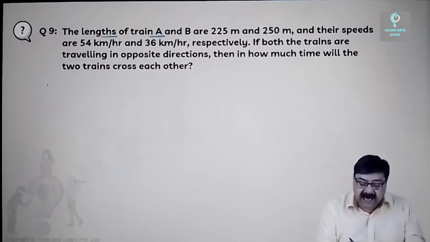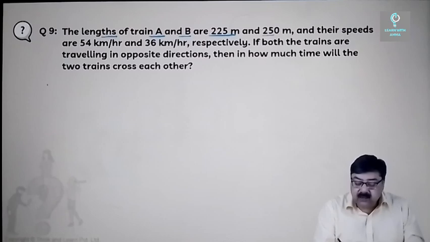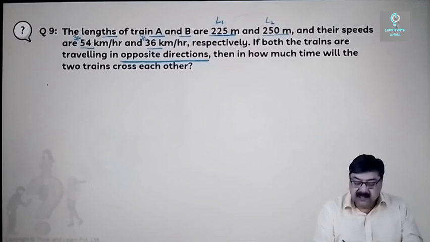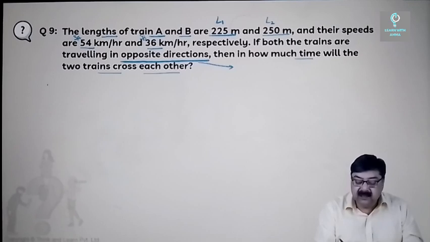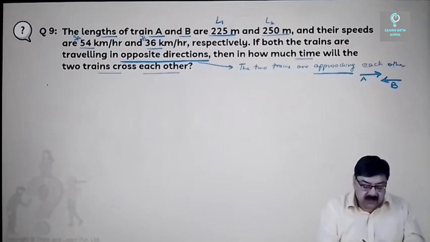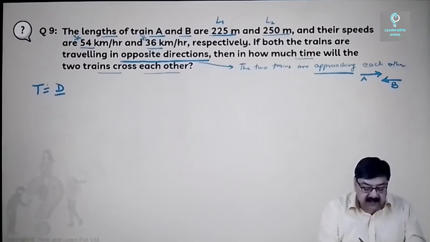The lengths of train A and B are 225 meters and 250 meters. So this is L1, this is L2. And their speeds are 54 and 36 km per hour respectively. So this is speed A and this is speed B. If both the trains are traveling in opposite directions, then in how much time will the two trains cross each other? Opposite direction would mean the two trains are approaching each other, which means this is train A and this is train B. So time, as we know, is distance by speed.